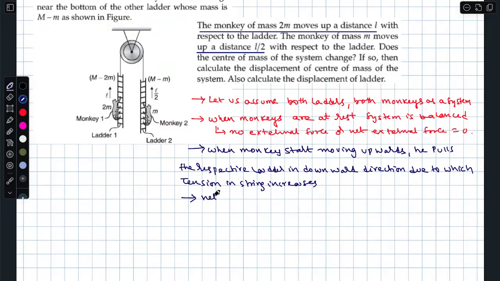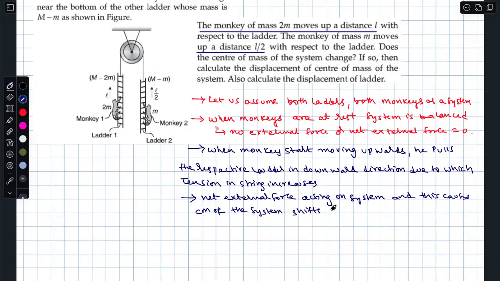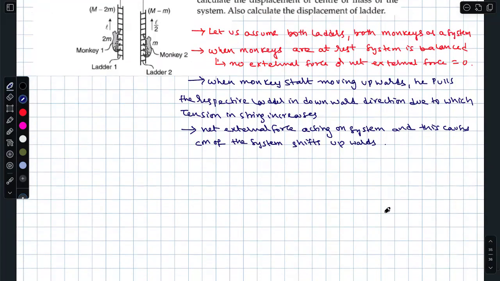Now there will be net external force acting on the system. But when the monkeys are at rest, that time it is balanced. There is net external force acting on the system, and this causes the center of mass of the system to shift upwards. Any doubt till this point?